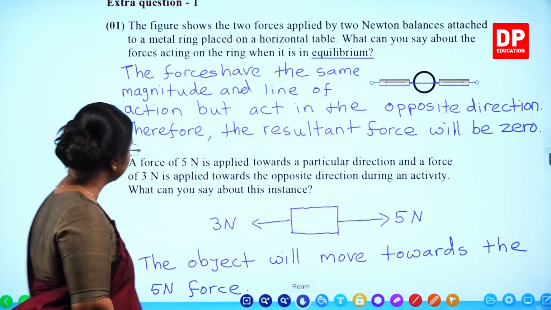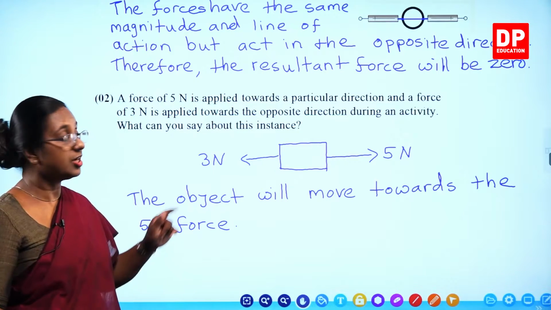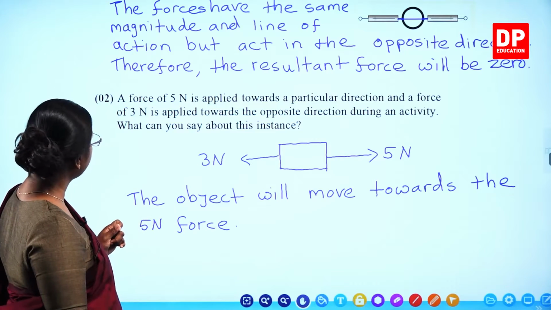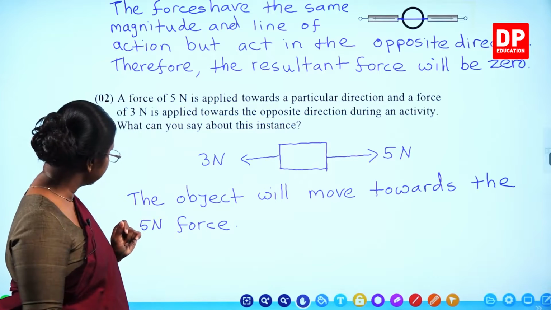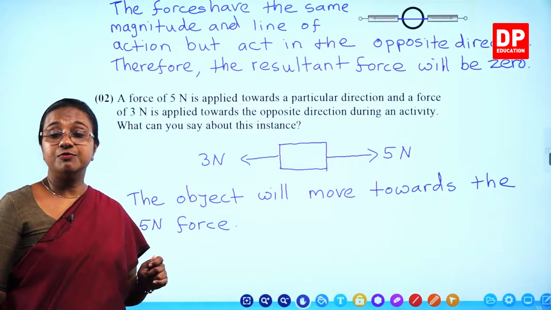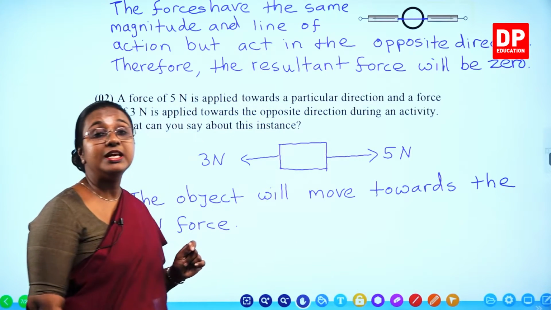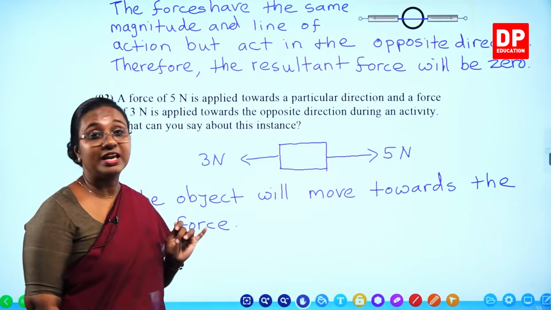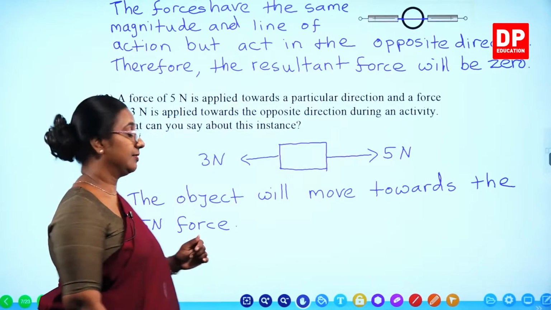And in the next question, a force of 5 Newton is applied towards a particular direction and a force of 3 Newton is applied towards the opposite direction during an activity. You can see the instance in the diagram and you know the object will move towards the 5 Newton force. It always moves towards the greater force because these are collinear forces acting in the opposite direction. I am sure students you also gave a similar answer. With that, I will move on to the next question.